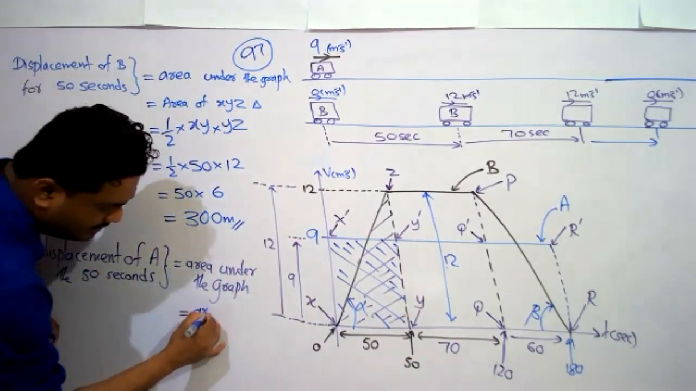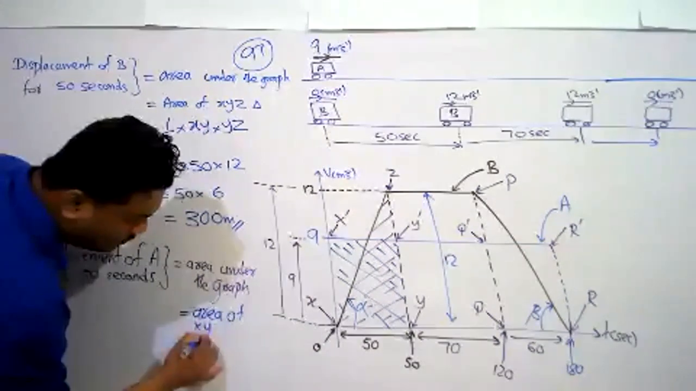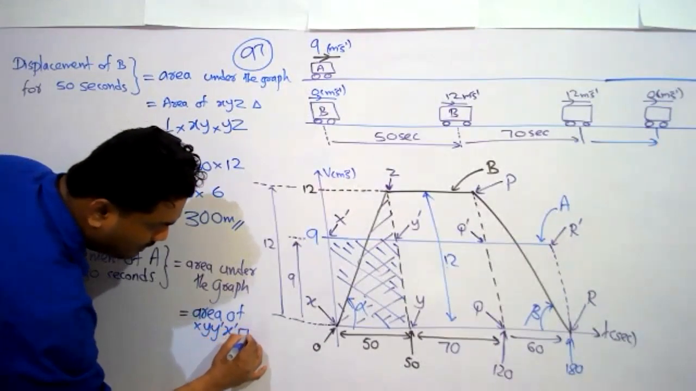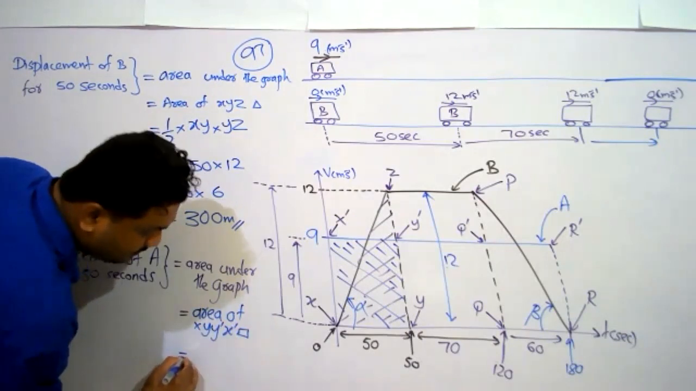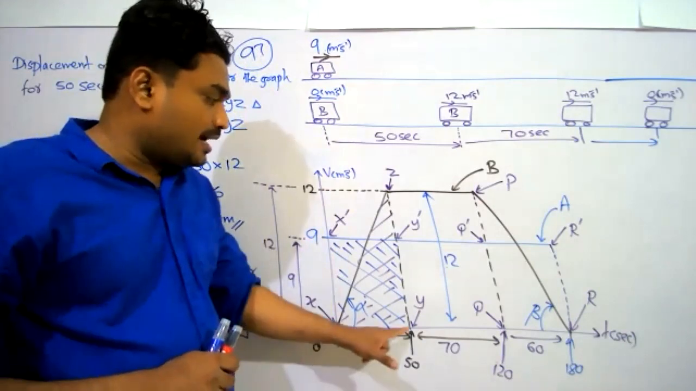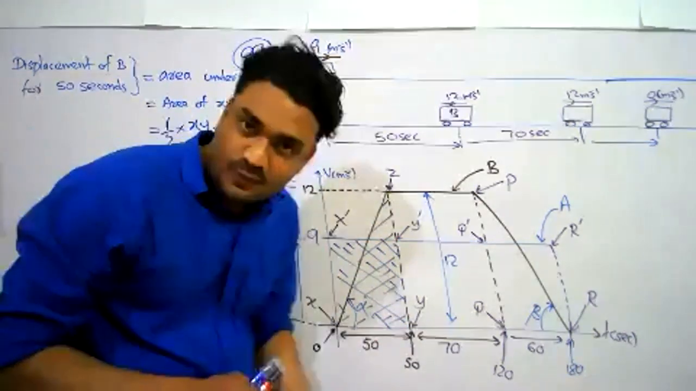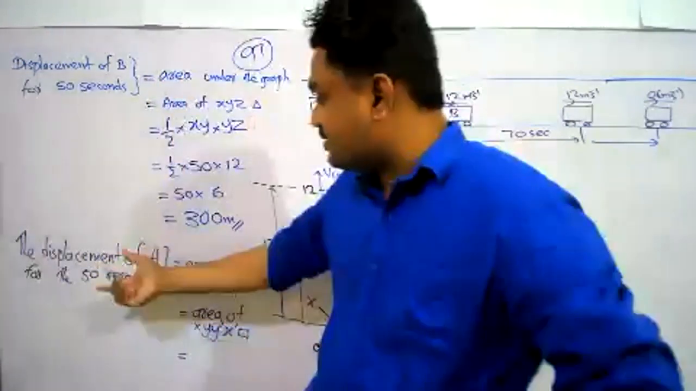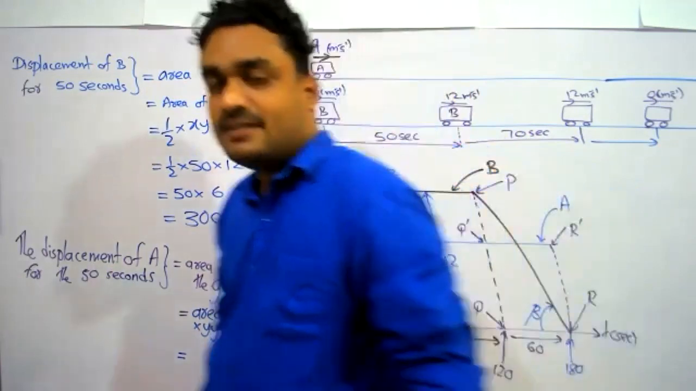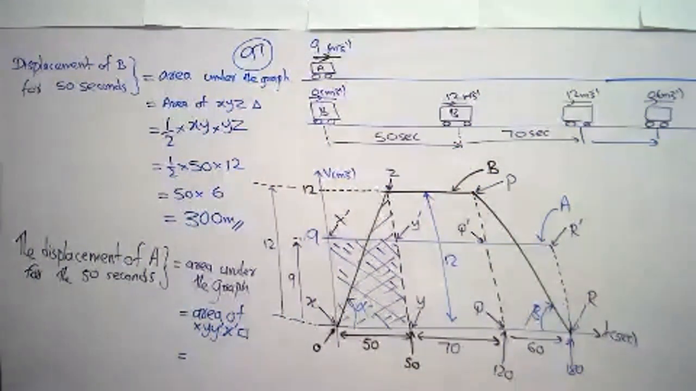So that is the area of the X, Y, Y dash, X dash rectangle. Can you find the area of this rectangle? That is the displacement of A during the first 50 seconds. Find this and send your answers to my Zoom chat. Start.